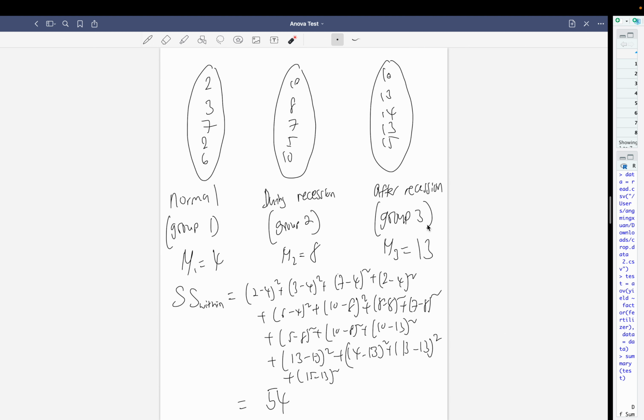So in this example, we see that in each group there are different levels of willingness to invest, and we want to test whether there's a difference in the average willingness between the groups. Our null hypothesis is that all three means are equal, and for the alternative, we have at least one group having a different mean willingness.